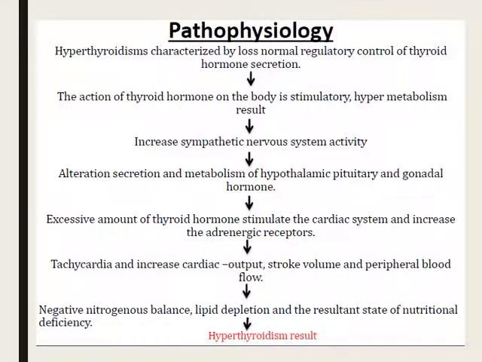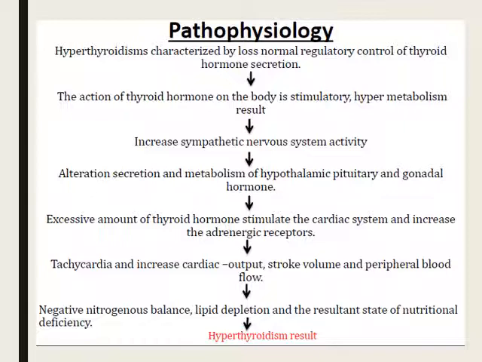Pathophysiology. Hyperthyroidism results from loss of normal regulatory control of thyroid hormone secretion. The action of thyroid hormone on the body is stimulatory and hypermetabolism results. It results in increased sympathetic nervous system activity, and alteration in secretion and metabolism of hypothalamic, pituitary and gonadal hormones. Excessive amounts of thyroid hormone stimulate the cardiac system and increase the adrenergic receptors, mostly beta.